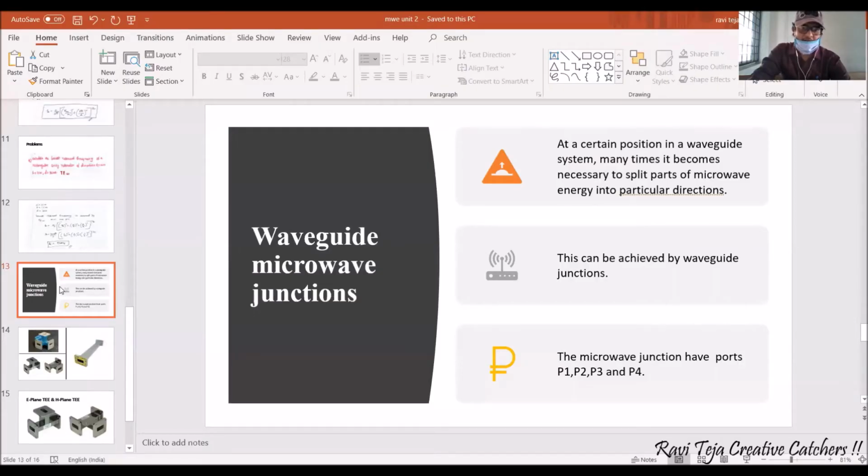Waveguide microwave junctions, or you can also call them microwave waveguide junctions. So till now, what we have seen is that a waveguide is used to transmit microwave signals whenever the frequency is higher. A waveguide can be rectangular, circular, or other shapes, which was in a straight line.